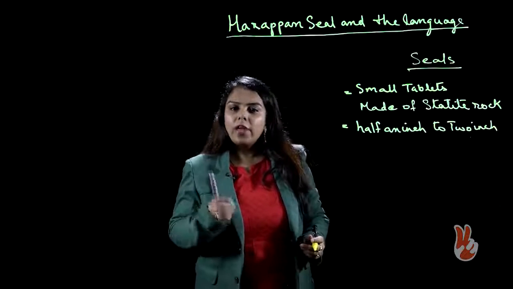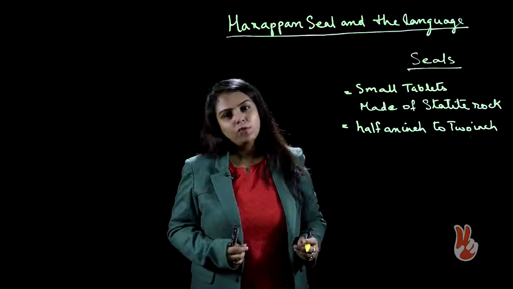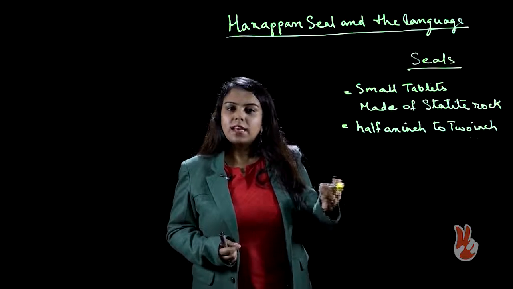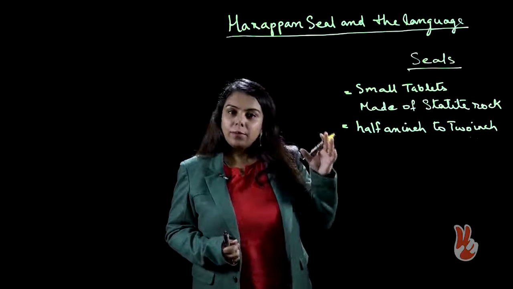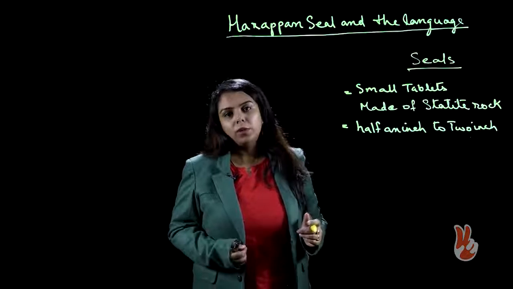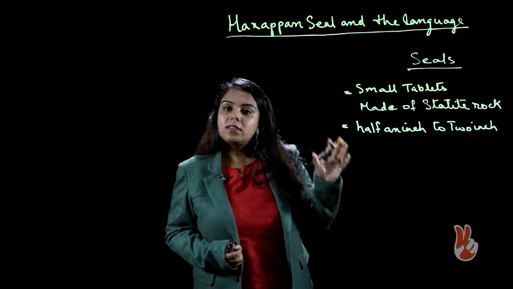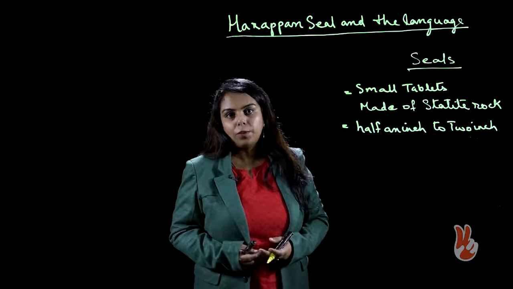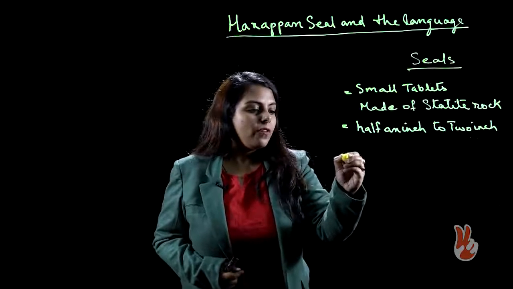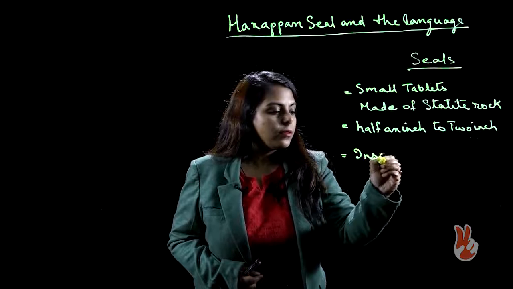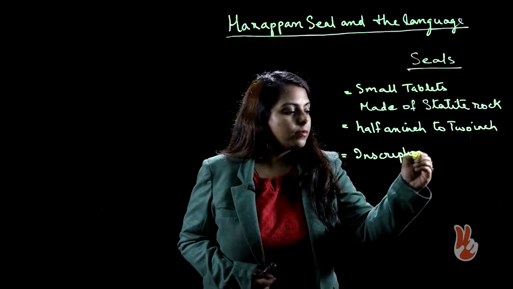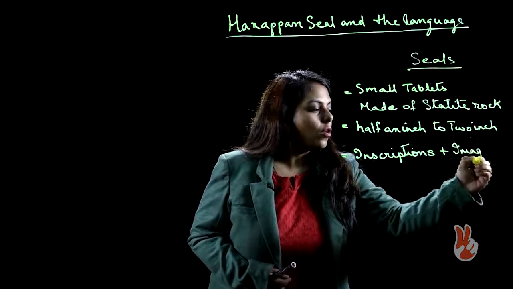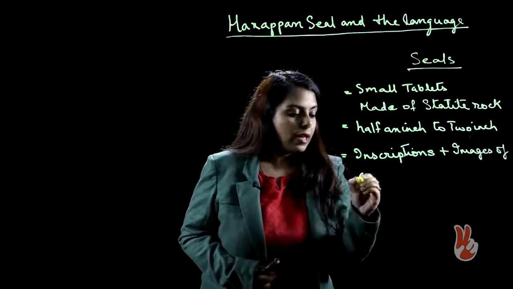These seals are very important archaeological evidence of Harappan sites. In these seals, we find inscriptions of various syllables and alphabets along with the images of various gods and animals. This is important because the seals provide us very important evidence regarding the culture and life of Harappan people. So, in these seals, we find inscriptions and images of animals.